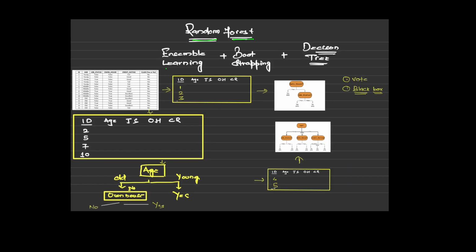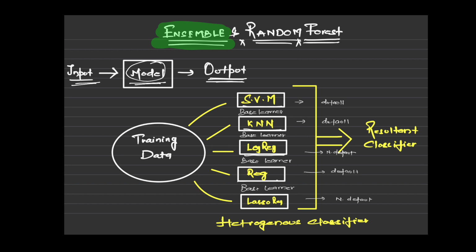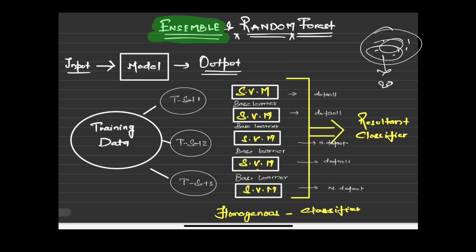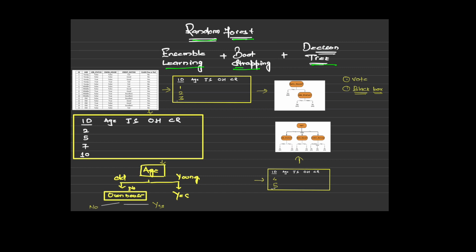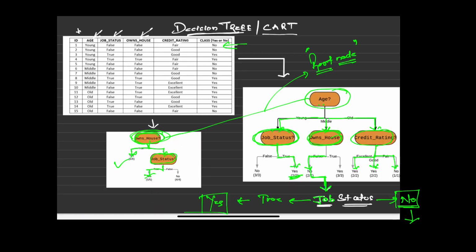Random forest is a combination of ensemble learning, bootstrapping, and decision tree. What was ensemble learning? Ensemble learning was learning where you use not only one model but multiple models, right? So you do not rely on only one model but multiple models. What is bootstrapping? You randomly select data from the original data. And what is a decision tree? We just learned what a decision tree is.